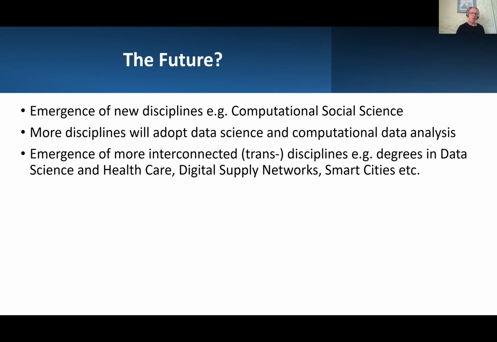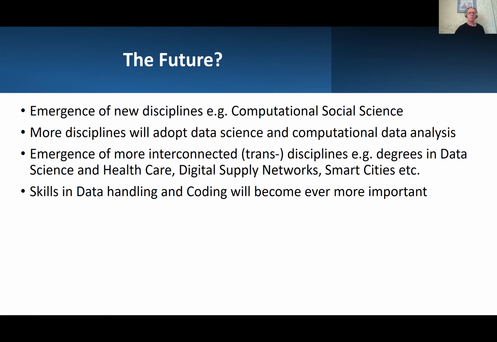I think we're already seeing the emergence of new degrees that are cross or trans-discipline, if you like. Things like data science and healthcare are obvious ones, but also things like digital supply networks and smart cities. These are courses that bring in a whole range of different discipline areas, but they all have that common theme of analyzing data.